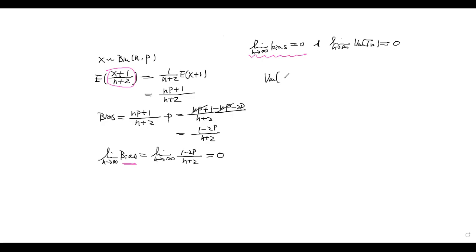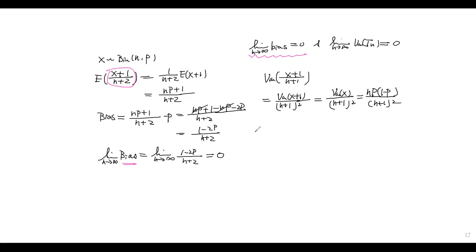This is the variance of (X+1)/(n+2). This will be 1/(n+2)^2 times the variance of X+1, and adding the constant doesn't matter. So this is 1/(n+2)^2 times the variance of X. If X is binomial, what is the variance of X? It's np(1-p). So this is np(1-p)/(n+2)^2.